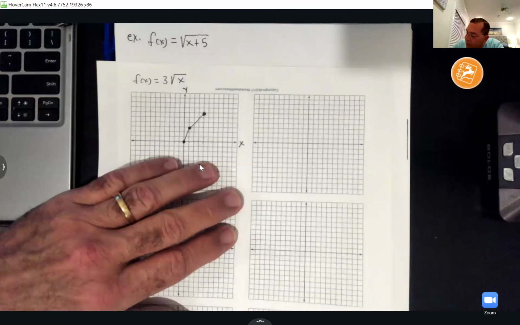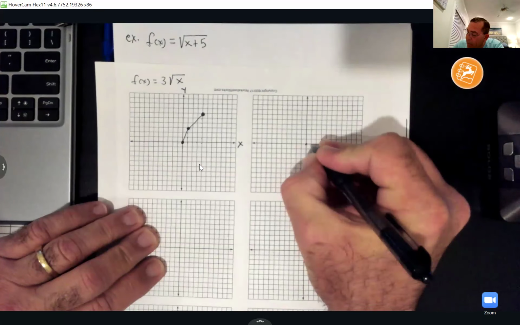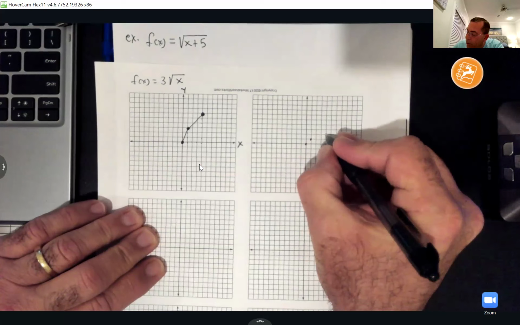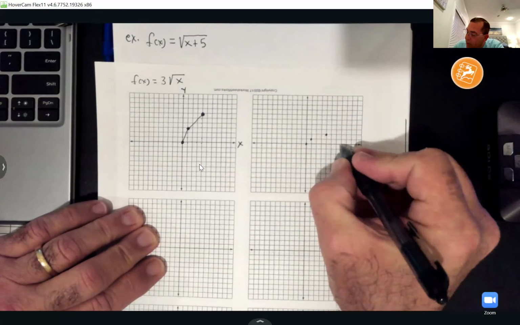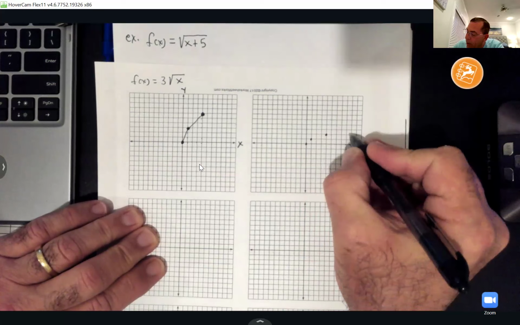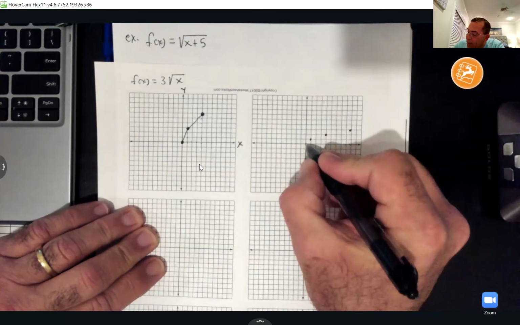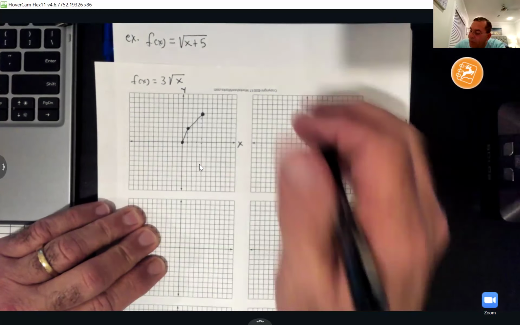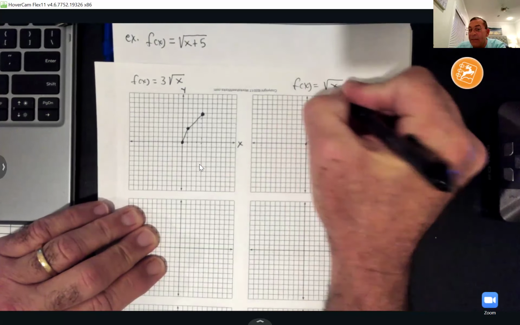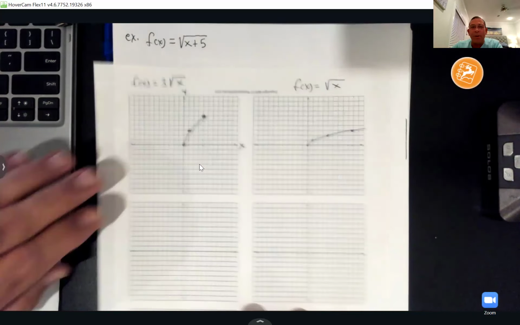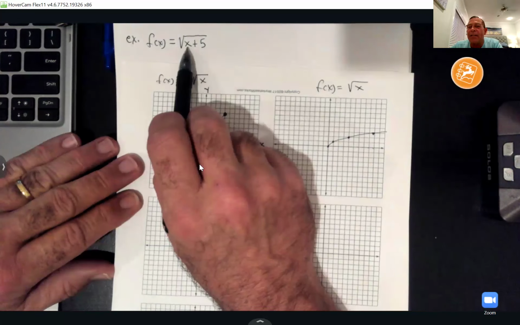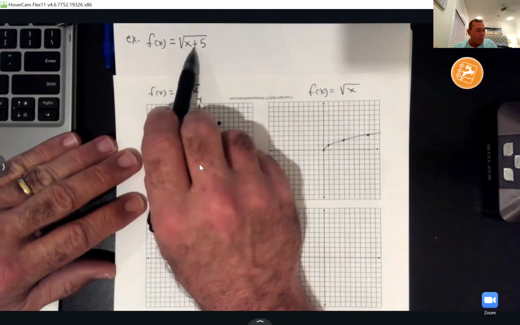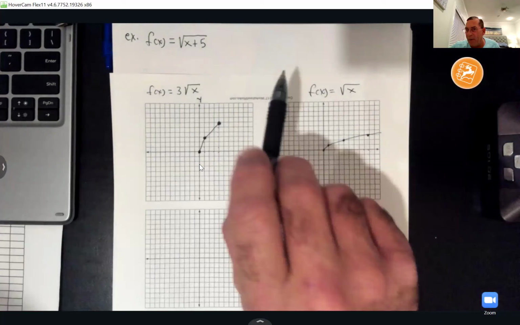The basic graph would be 0, 0, 1, 1, 4, 2, 9, 3. So these basic graphs sort of go uphill to the right when the function is just a square root of x. But y'all, on this problem, look what happened here. I got a square root of x plus 5. You could almost figure out which picture this is if you remember the translations.